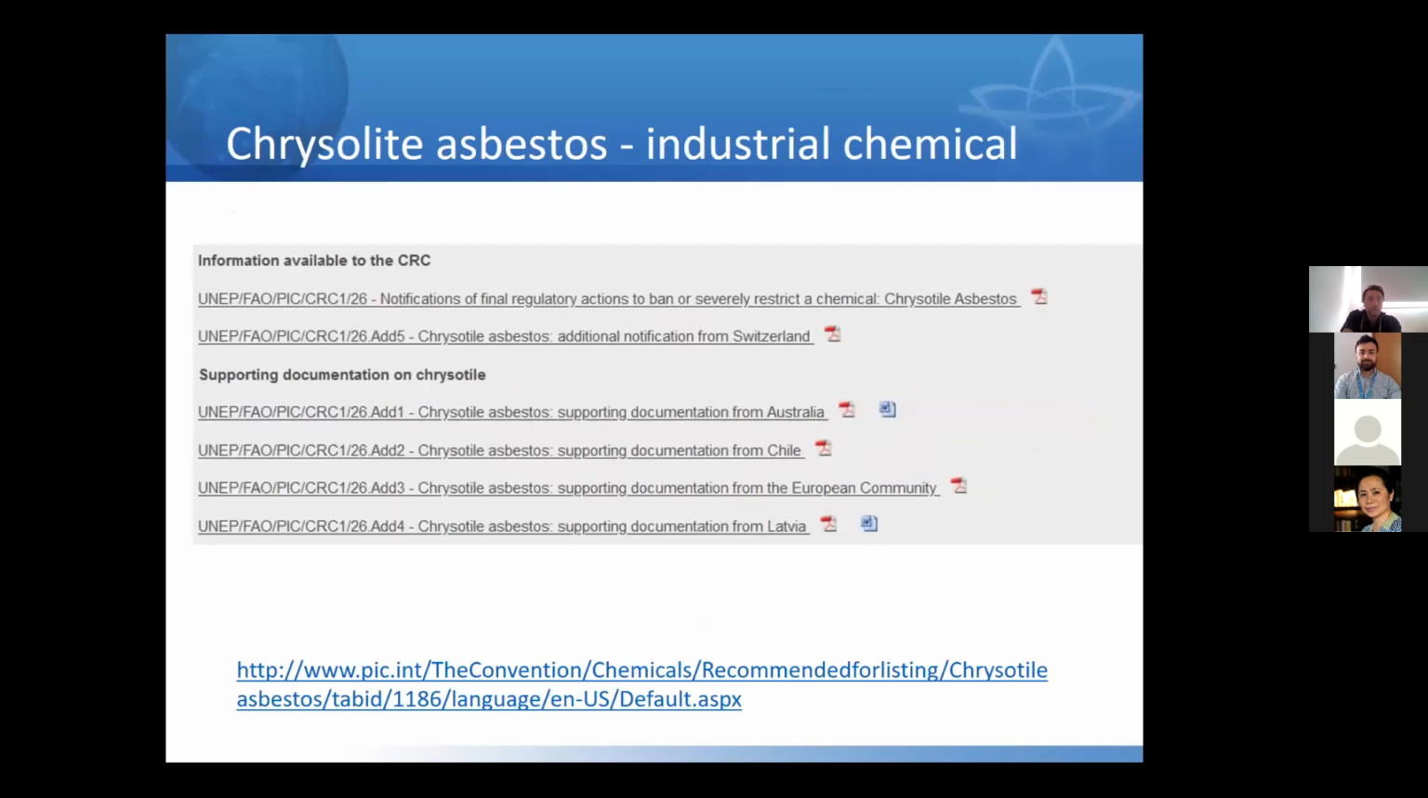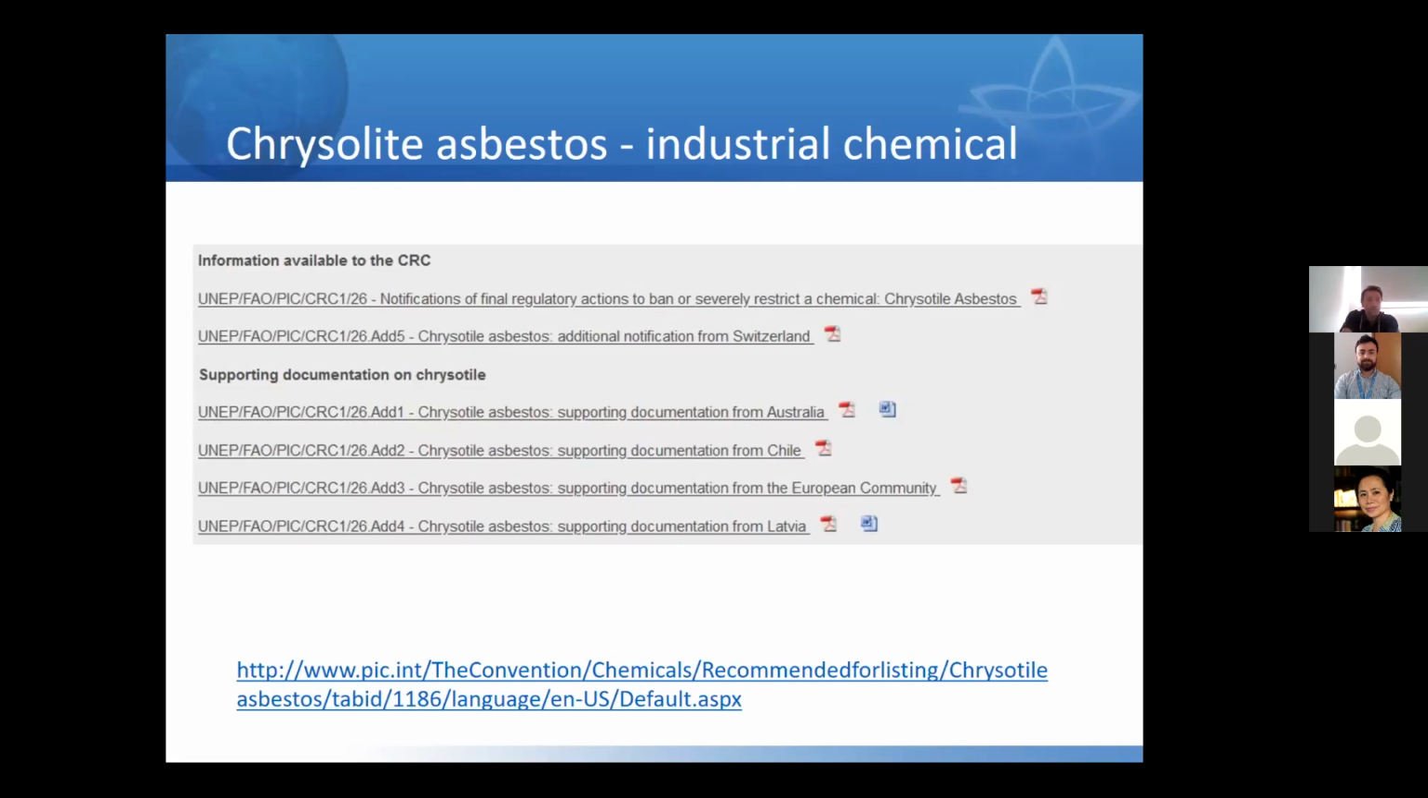The last chemical recommended for listing belongs to the category of industrial chemicals. This was the oldest chemical that is pending listing into the Annex 3 list, and initially was considered at the COP 3rd meeting. As you can see from the slide, the chemical was considered initially at the first CRC meeting based on the notification submitted from the EU to ban Chrysotile asbestos, and further the notifications submitted by Australia and Chile to severely restrict the same chemical.